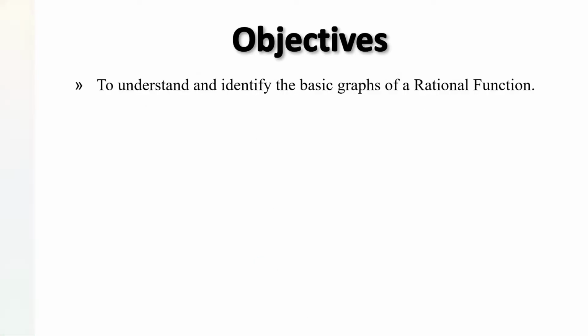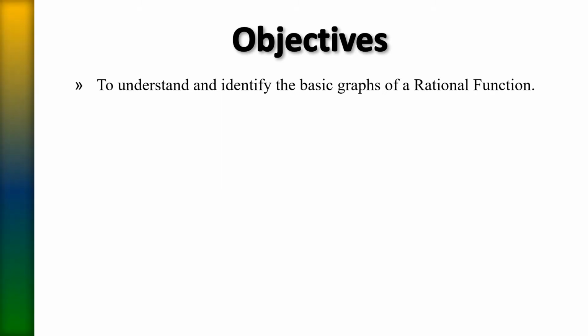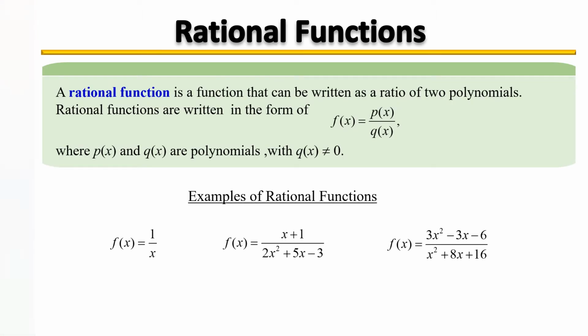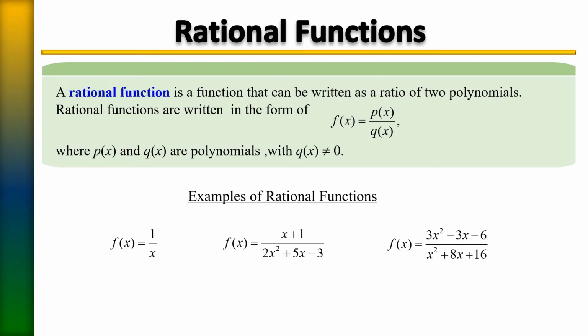In this lesson, we're going to understand and identify the basic graphs of a rational function. A rational function is a function that can be written as a ratio of two polynomials. Rational functions are written in the form f(x) = p(x) over q(x), where both p(x) and q(x) are polynomials with q(x) not equal to 0. Here are some examples of rational functions.